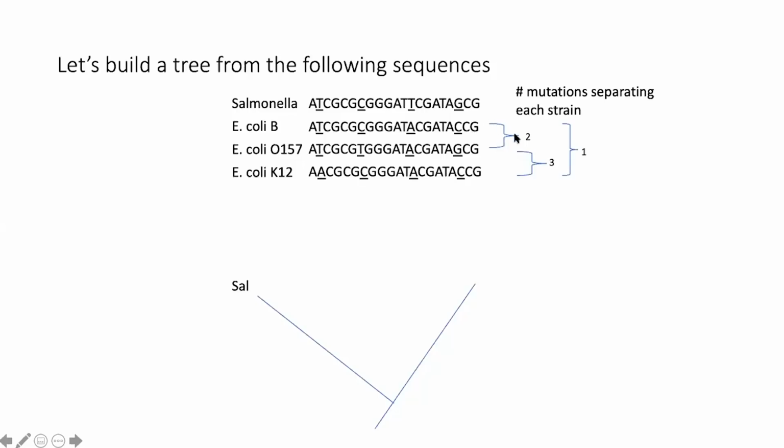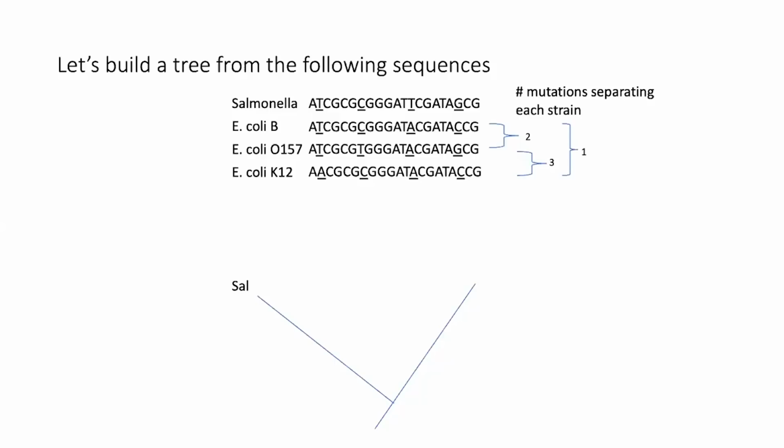It's saying that there are two genetic differences between E. coli B and O157. So this is one genetic difference, and this is the second. These sites here are not different. I've just underscored the sites in the DNA sequence that vary among the different strains and species we're looking at. So there are 3 genetic differences between O157 and K12, and only 1 genetic difference between E. coli B and E. coli K12. So this gives us a hint.